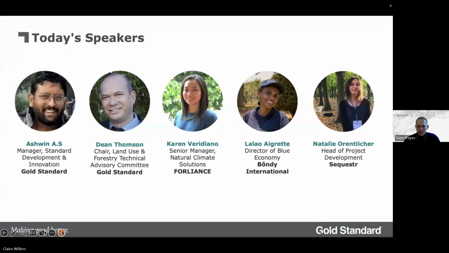And firstly, we have Ashwin, who is a trained forester and manager in our standards development and innovation team, where he's involved in the advancement of standards, methodologies, and tools across agriculture, forestry, and blue carbon sectors. Ashwin has extensive experience as a project developer, as an auditor, and with this experience, he's committed to developing standards and methodologies that align with implementation and local context. Next up, we have Dean Thompson.